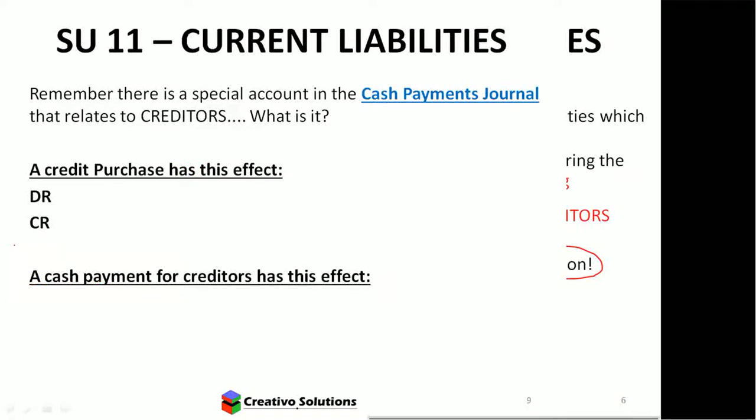There is a special account in the cash payments journal that relates to the creditors. Do you know what it is? Well, let's start easy. If I make a credit purchase, what did we say we're going to debit and credit? We just saw it not so long ago.